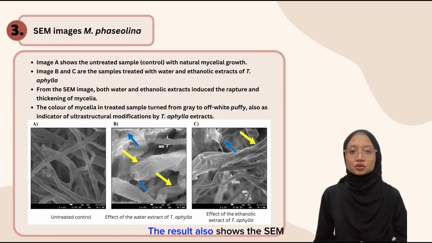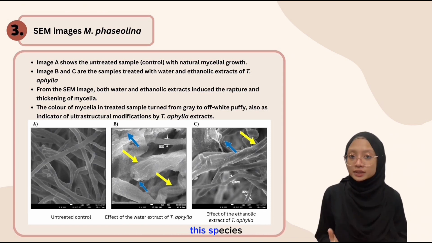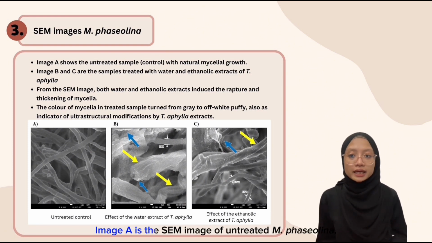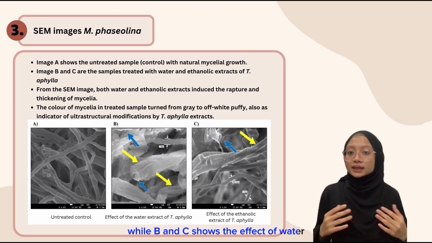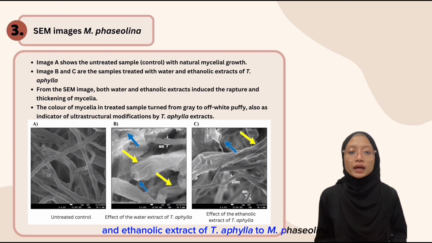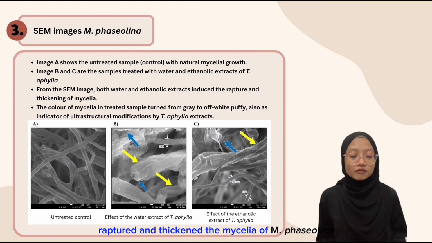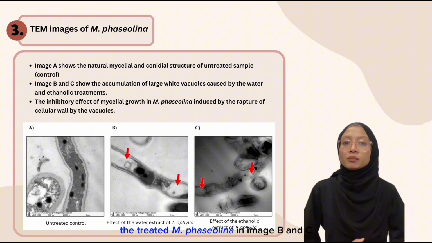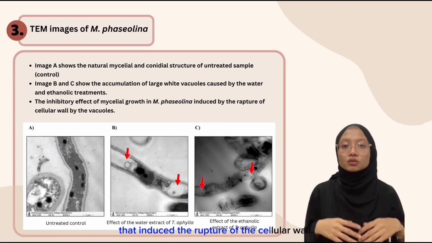The result also shows the SEM and TEM scanning of Macrophomina phaseolina, as from this study, this species had the most robust inhibition of mycelial growth compared to the other species. Image A is the SEM image of untreated M. phaseolina, while B and C show the effect of water and ethanolic extract of T. aphylla to M. phaseolina respectively. From these images, both ethanolic and water extracts of T. aphylla ruptured and thickened the mycelia of M. phaseolina. Finally, in TEM, the treated M. phaseolina in image B and C shows the accumulation of white vacuoles that induce the rupture of the cellular wall.